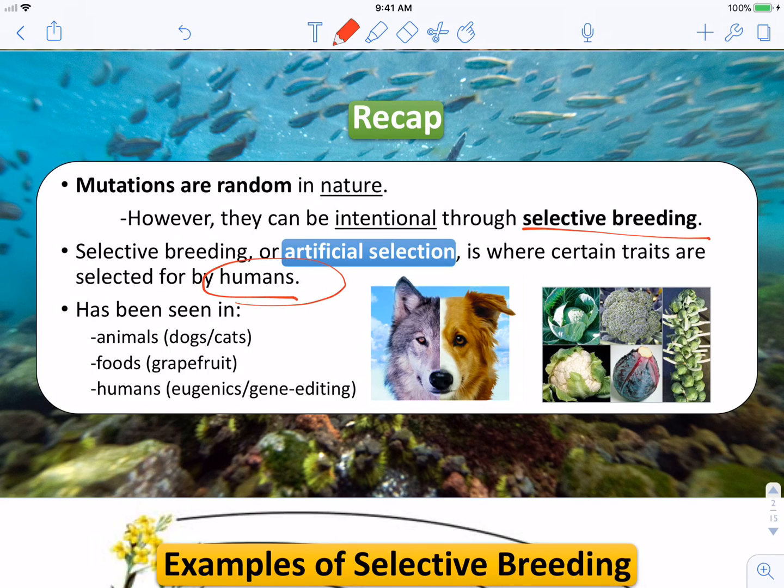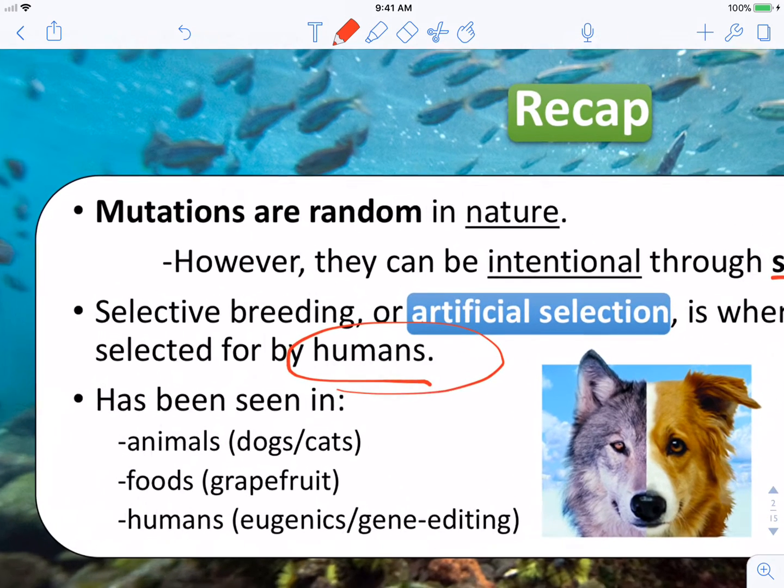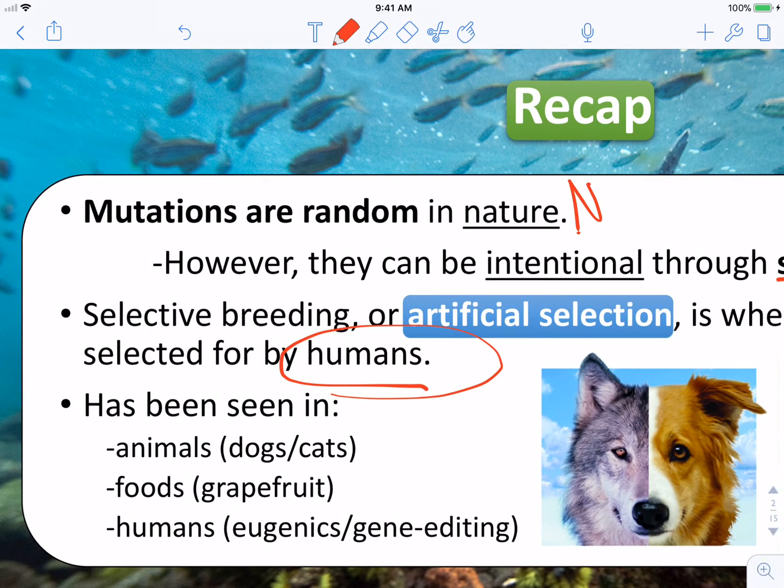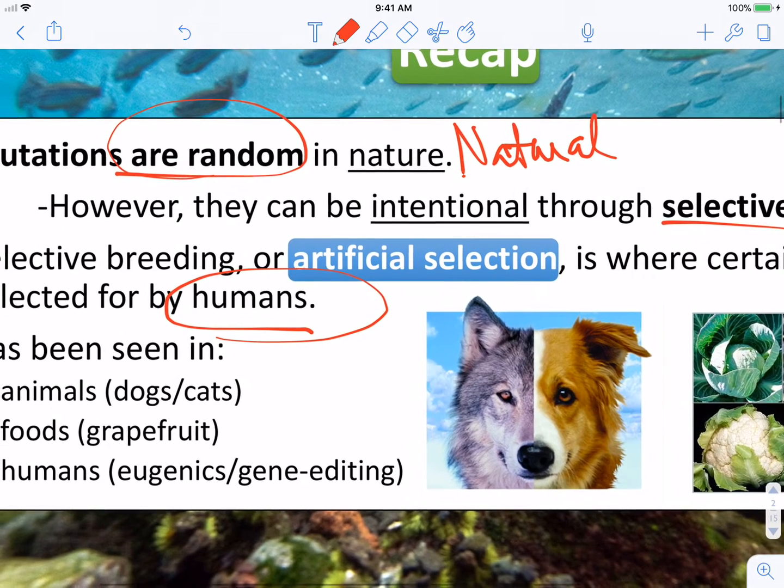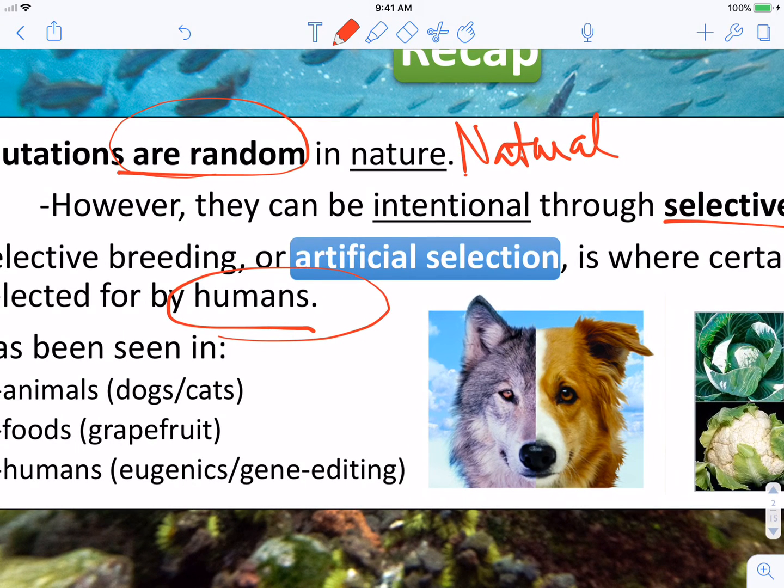Now, not every type of offspring or kid has their traits picked out by humans. What that is called would be natural selection, and that's what we're looking at today. This is where mutations, which happen randomly in nature, are selected for through mating. And so here's what we're going to talk about.